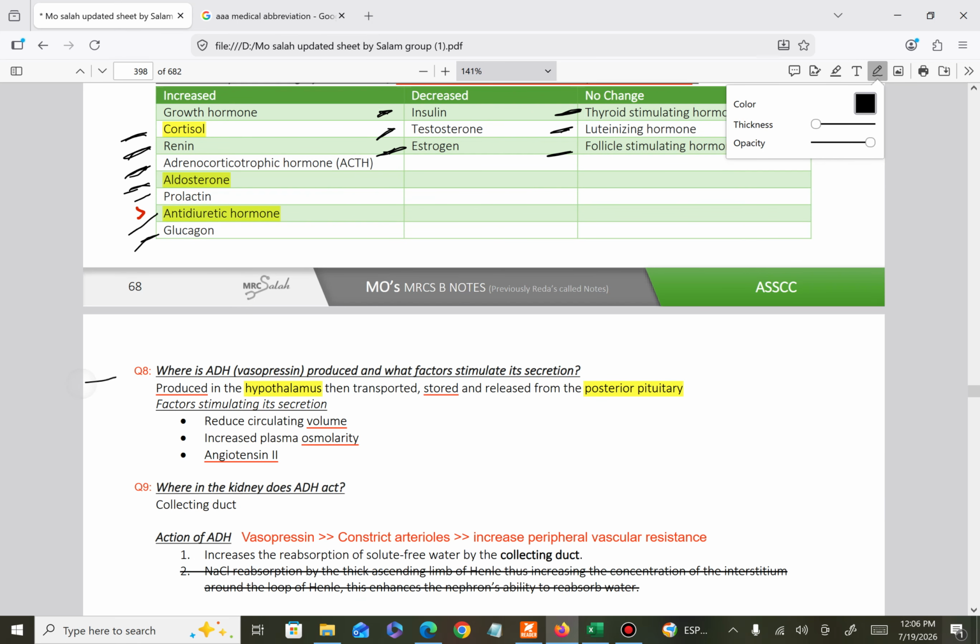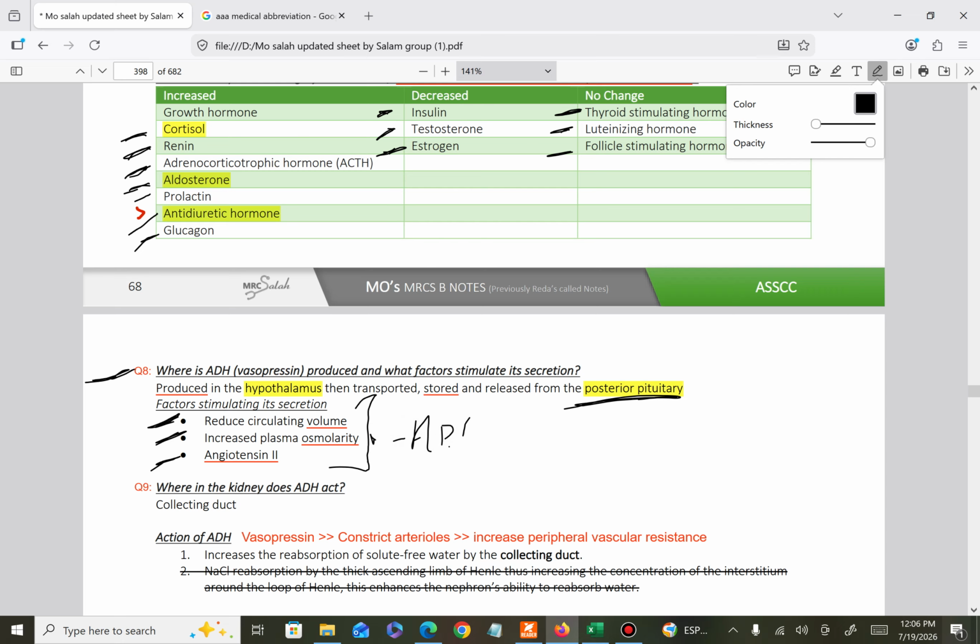The next question: where is ADH produced, and what factor stimulates its secretion? It is produced in the hypothalamus and then transported, stored, and released from the posterior pituitary. Factors stimulating its secretion are three: reduced circulating volume, increased plasma osmolarity, and angiotensin 2. So these are the factors which stimulate ADH secretion.